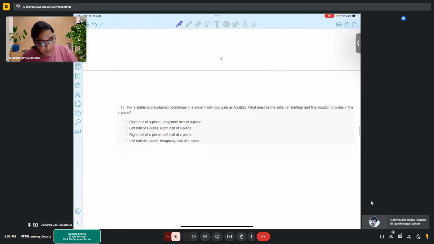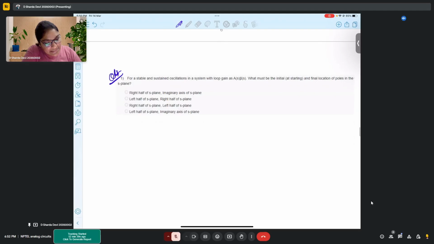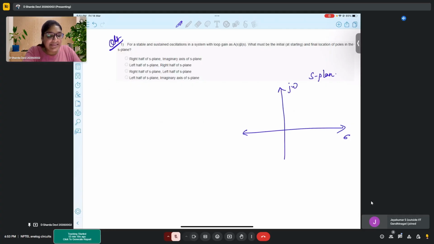So this is the first problem on oscillators, or I can say question number 4 for this particular session. In this, it is said, for a stable sustained oscillation in a system with a loop gain as A into beta, what must be the initial and the final location of poles in the S plane? So we already know that in S plane, this is j omega, this is sigma. As I mentioned, right hand side poles and zeros make the system unstable.